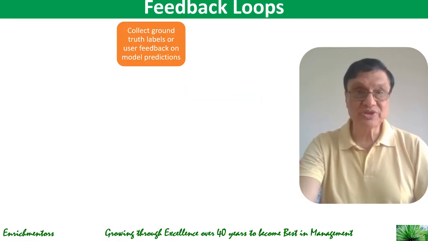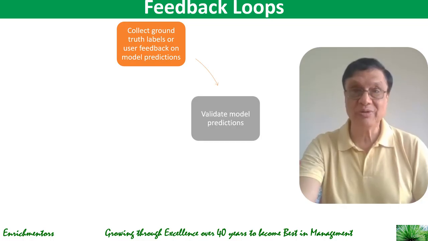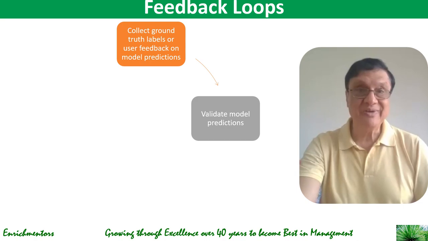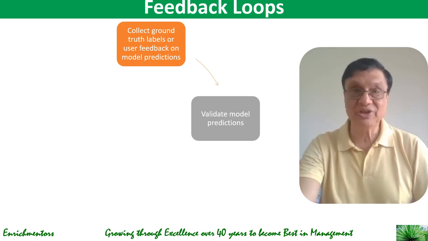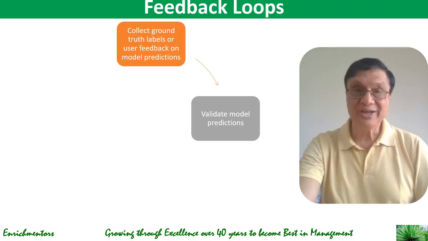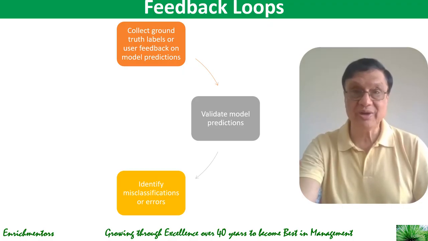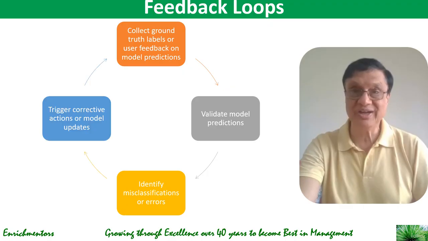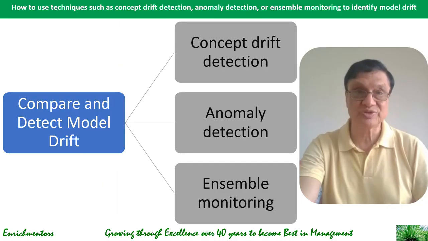Establish feedback loops to collect ground truth labels, what is happening in real life, or user feedback on model predictions. Use this data to validate model predictions, identify incorrect classifications or errors, and trigger corrective actions or model updates in response to the drift detection. That's how you set up the feedback loops.